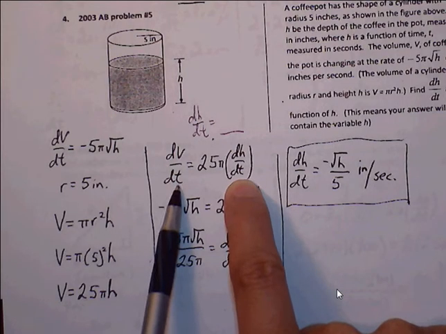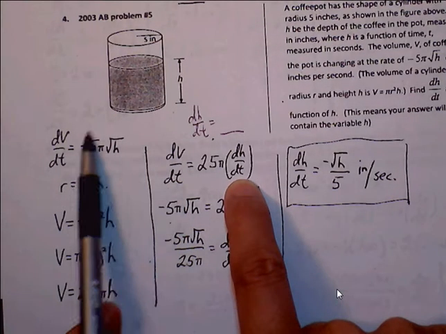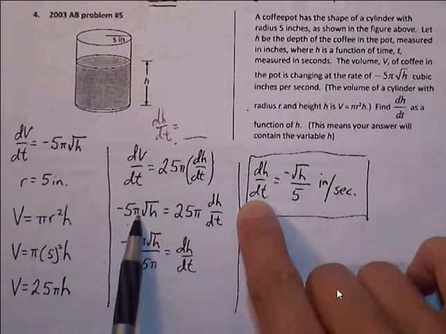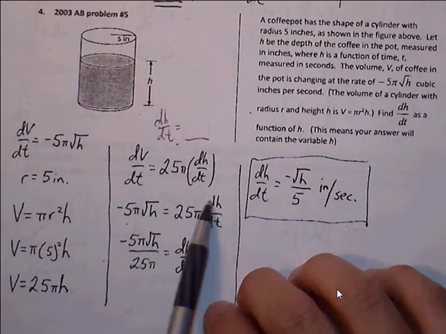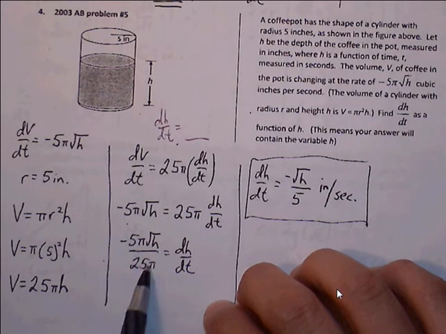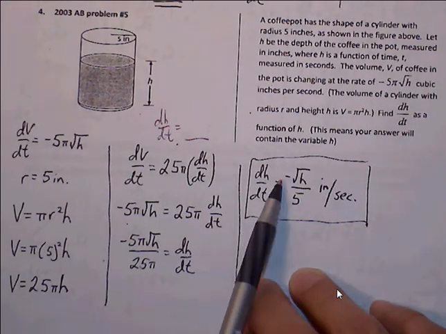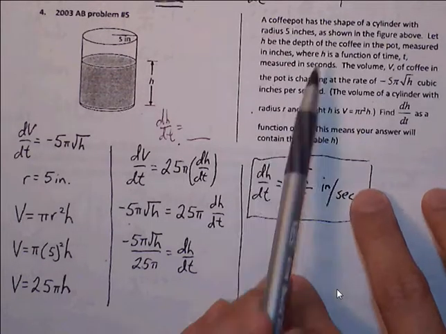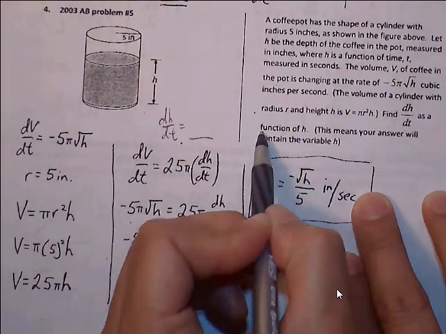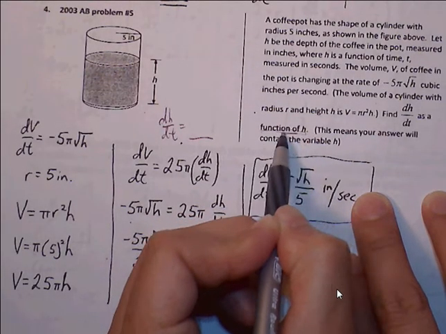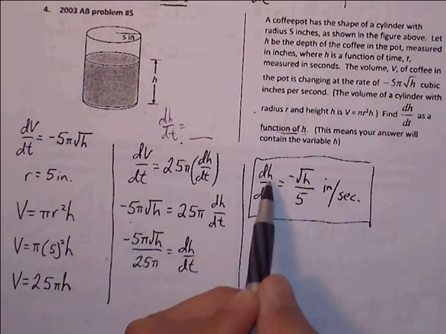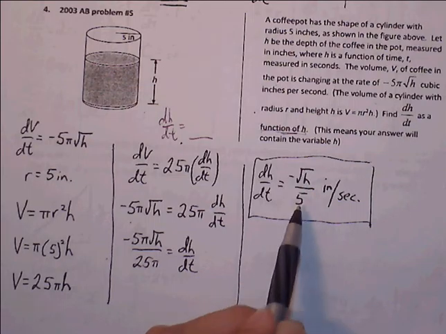So let's see what we can do. dV/dt, we have a value for that given to us in the problem, -5 pi root h. So replace dV/dt with -5 pi root h. Solve for dh/dt: we'll divide both sides by 25 pi. And look, the pi will cancel out. The 5 and 25 will reduce to -1/5. And because we don't know the value of h, we're going to have to represent dh/dt as a function of h. So it's okay for our answer to have h in it because it wasn't given to us in the problem. So dh/dt is simply -√h over 5 inches per second.